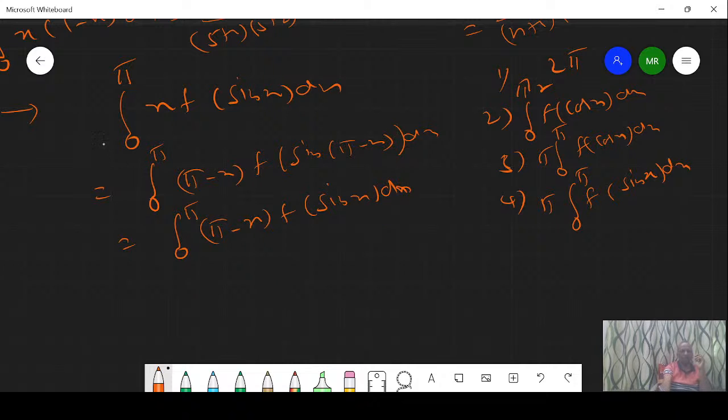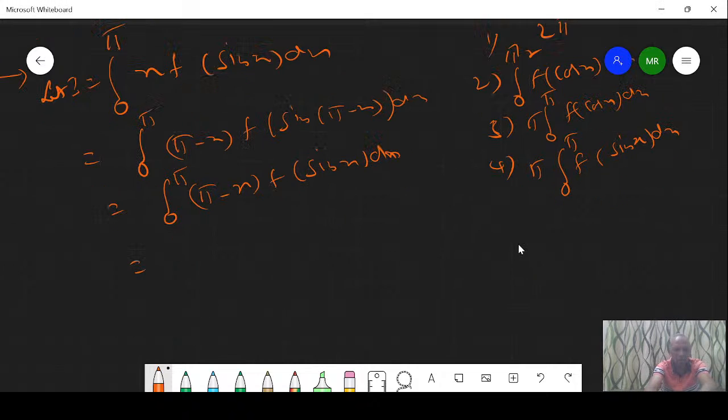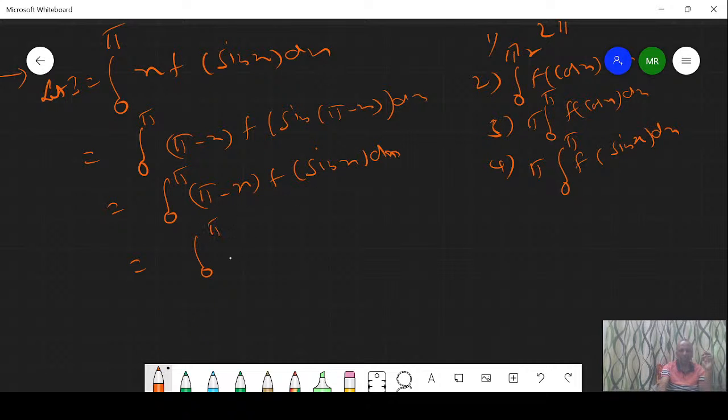You see, you take this as I. In the beginning, let I be equal to this, to understand, I am telling you. Can I split this as integral 0 to pi of pi into f of sin x dx, plus, I can write this as, minus integral 0 to pi of x into f of sin x dx.